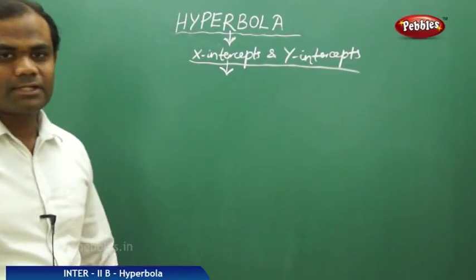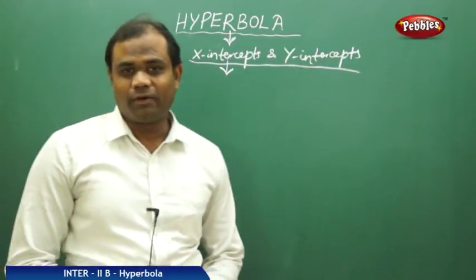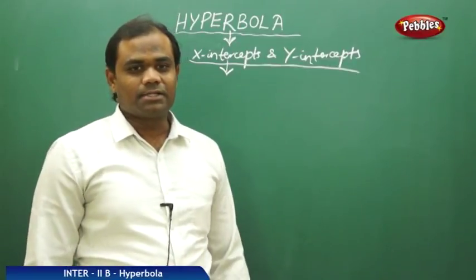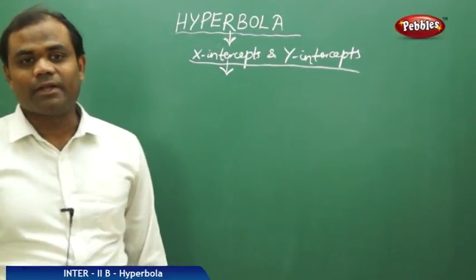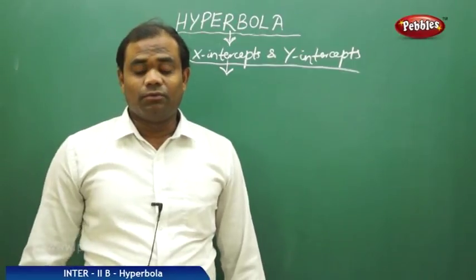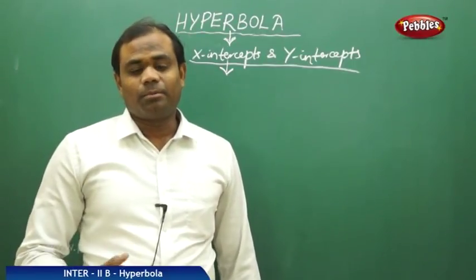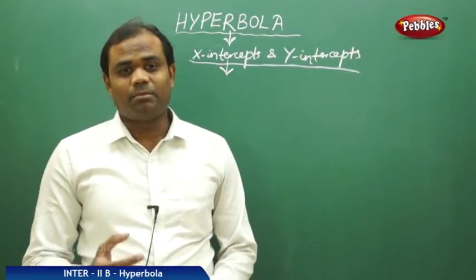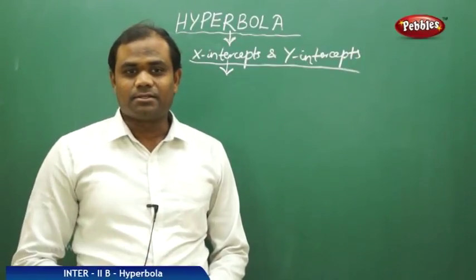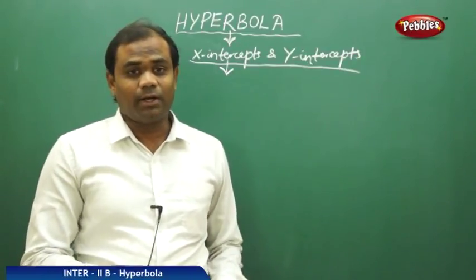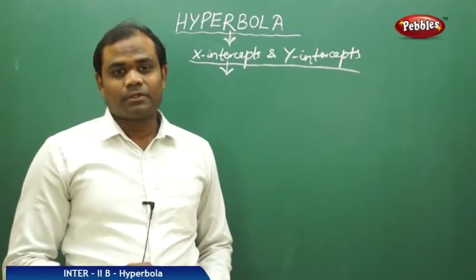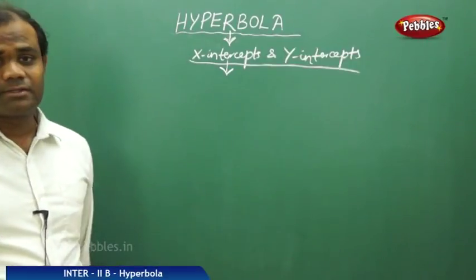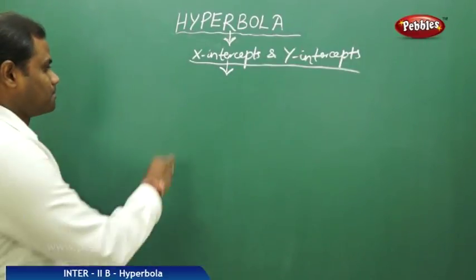Now that we have discussed some of the properties of hyperbola, next are the x-intercepts and y-intercepts. That is, we would like to identify at what points the hyperbola cuts the x-axis, and at what points the hyperbola cuts the y-axis. So let's see the x and y-intercepts of the hyperbola.